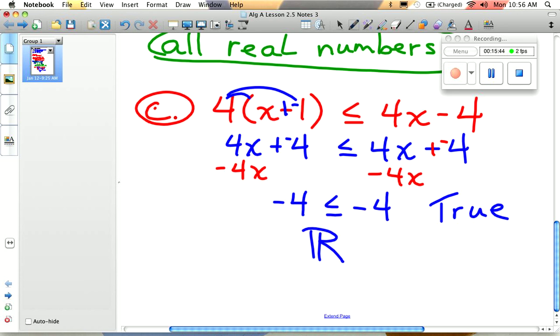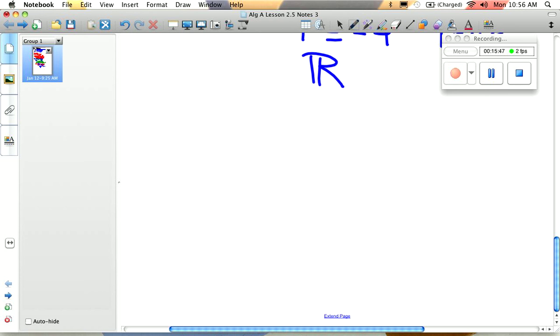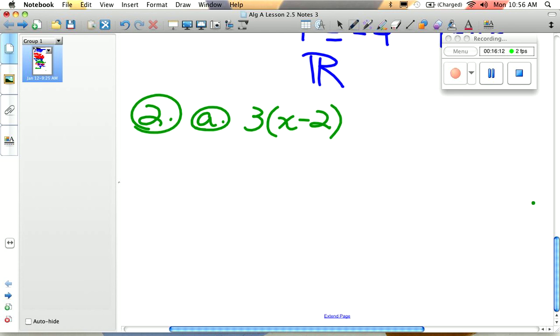Okay, then next I want you to write that we're going to do problem number 2, and we're going to have 3 problem number 2s. 2A. And remember, what did number 2 say our solution would be in those? No solution. So now we're going to discover what happens when there is no solution to a problem. So let's write down the inequality. 3 times, in parentheses, x minus 2 is less than 3x minus 8.